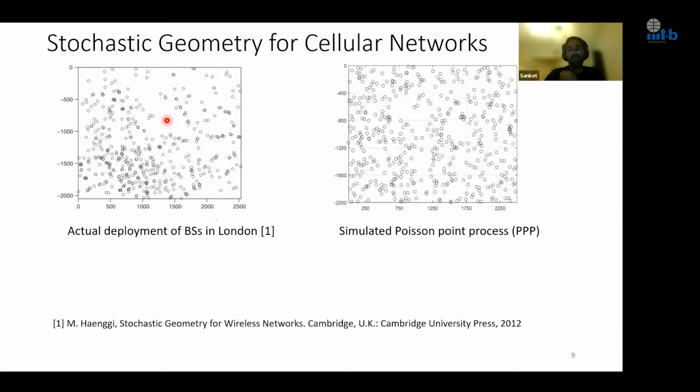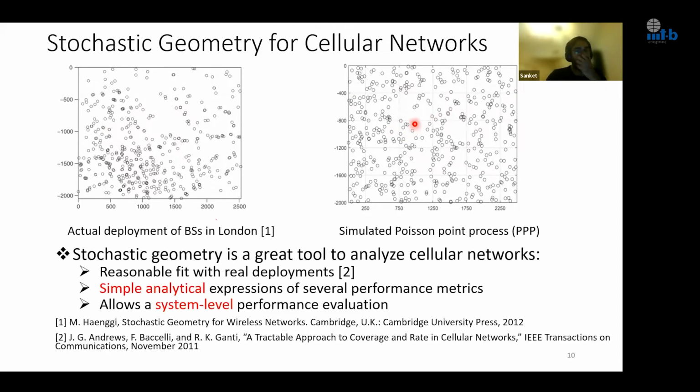Now let's take a simulated Poisson point process with some intensity, and this is how it looks on the same scale. From the visual perception, we can see that there is some similarity in characterizing the locations of the nodes. So it has indeed been shown that stochastic geometry can lead to an analysis that is a reasonable fit with the real deployment, as shown in this figure.